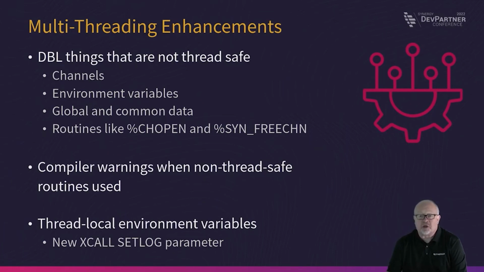While we don't have any way to completely address all of these things, we do think we can make things better in some of these areas. By adding compiler warnings when you use non-thread safe routines, we can help you identify areas of concern, and in most cases there are simple alternative mechanisms that are easy to implement. And we think we can address the environment variable issue by introducing the concept of thread local environment variables within the runtime via a new parameter to xcall setlog.